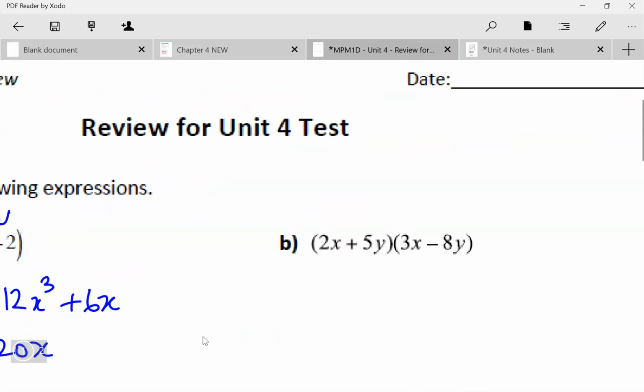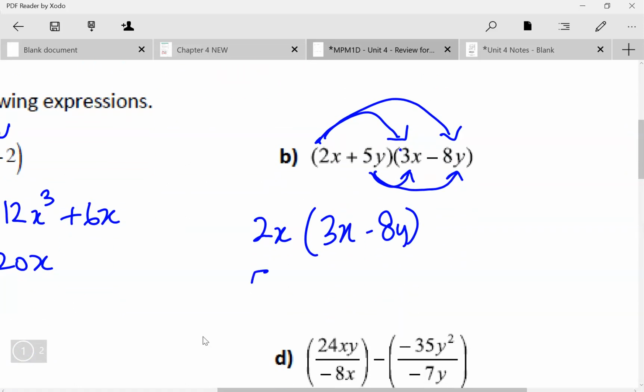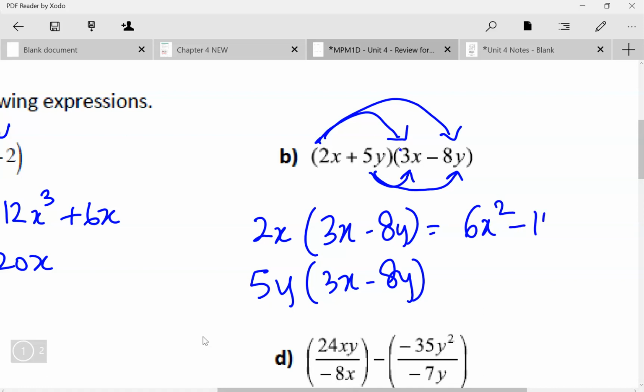Here we have a crab claw or a clam question where we have two brackets that are multiplied by each other. So we have to kind of use the crab claw method. We do 2x times 3x. Or if I were to split this out, I have to multiply 2x into the second bracket. I also have to multiply 5y into the second bracket. So 2x times 3x is 6x squared minus 16xy.